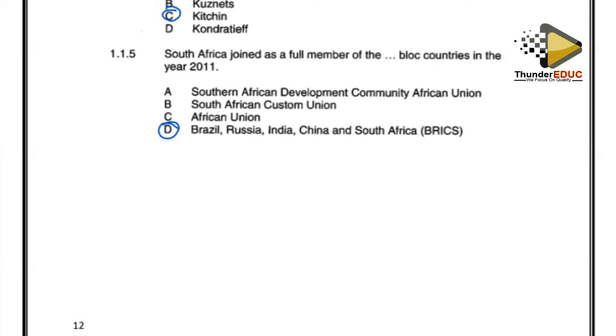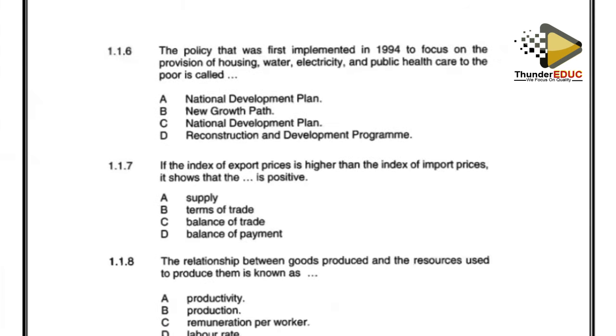Okay, right. Moving on to the next question, we have 1.6: the policy that was first implemented in 1994 to focus on the provision of housing, water, electricity, and public health care for the poor is called what? What is so important about 1994? 1994 is so important because that was the time when the ANC came into power under the leadership of Nelson Mandela.